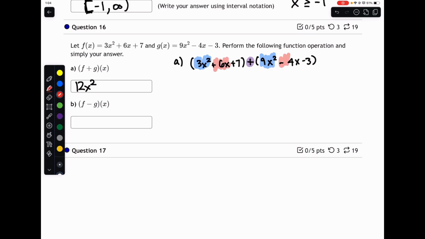This combines with this. Because they're different signs, adding two numbers of different signs actually subtracts them.